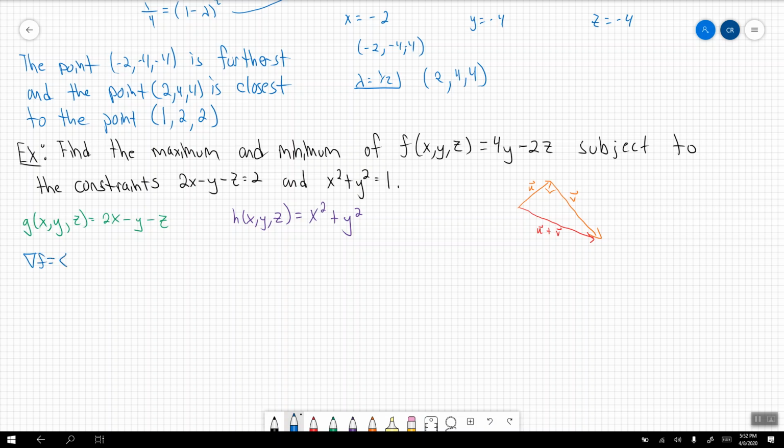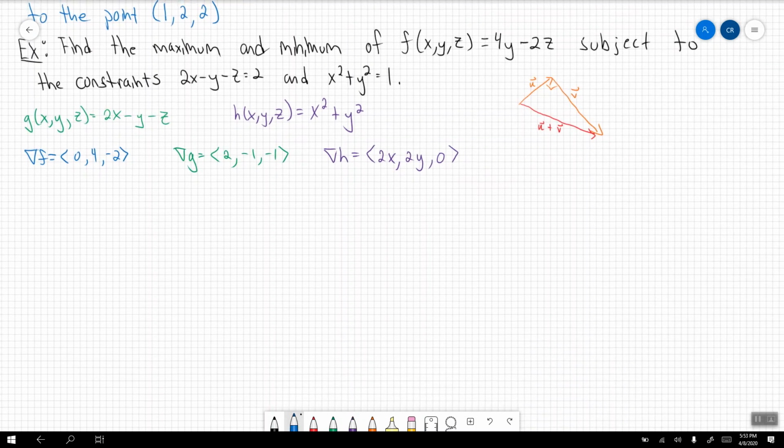Alright, so the gradient of my function f is going to be 0, 4, negative 2. I'm going to need the gradient for my function g, which is going to be 2, negative 1, negative 1. And I'm going to need the gradient for my function h, which will be 2x, 2y, and 0. There we are. So now let's use the method of Lagrange multipliers along with this little diagram that we have over here to see if we can find that specific minimum or maximum value subject to these constraints.